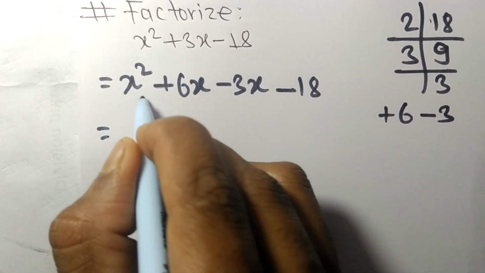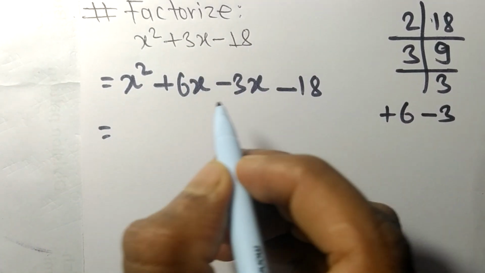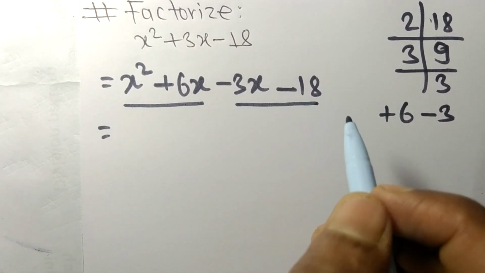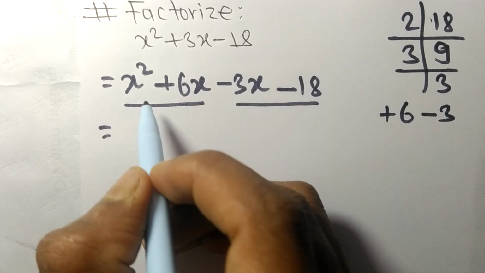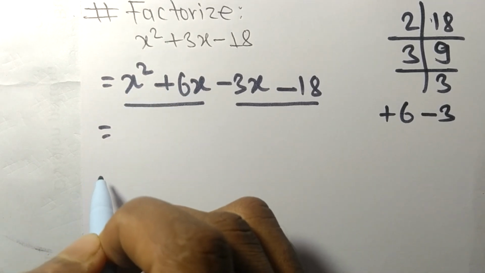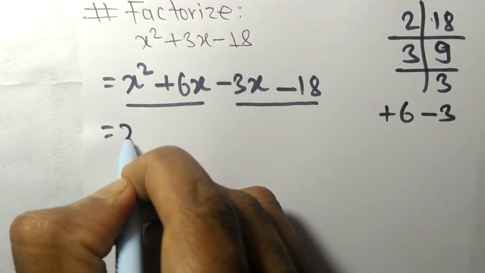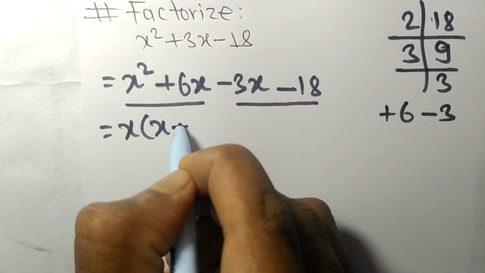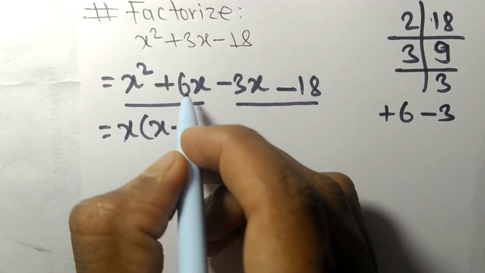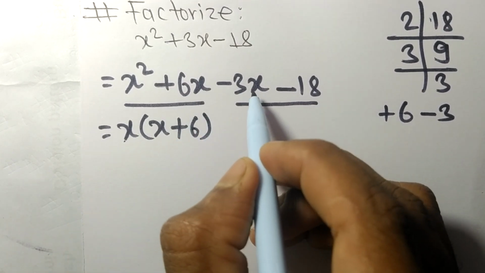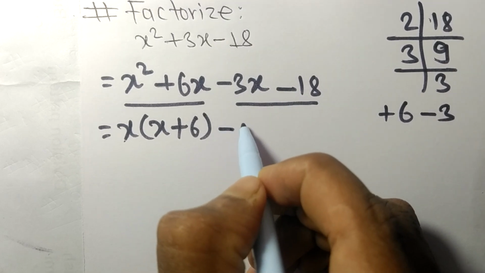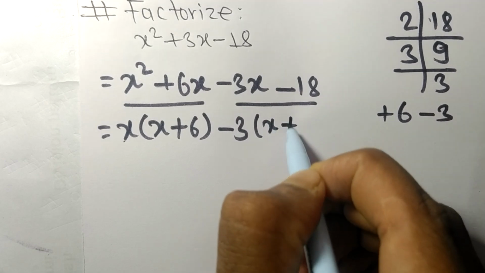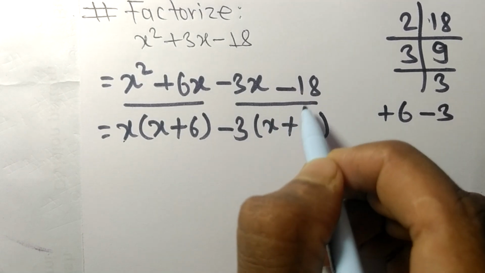So now we separate this expression into two parts. These both are the first one and these both are the last one. So now we find the common factor in the first two terms. Both contain x. So x is common. Remaining in the first is x plus x already came, so remaining is 6. Common here is minus 3. So 3 already came, remaining x plus 3 times 6 means 18.